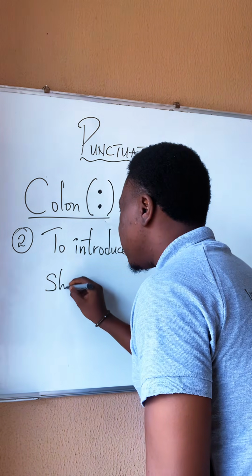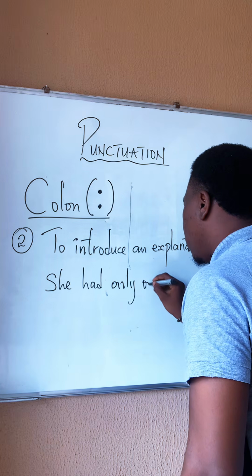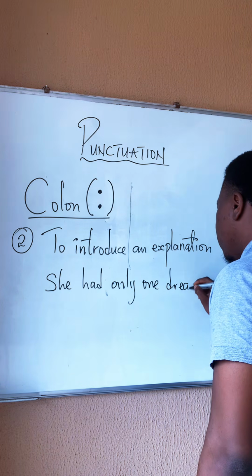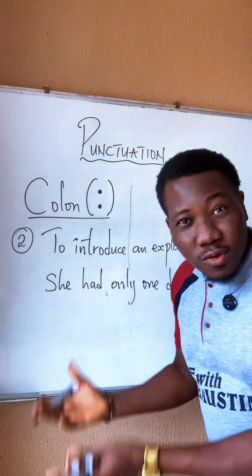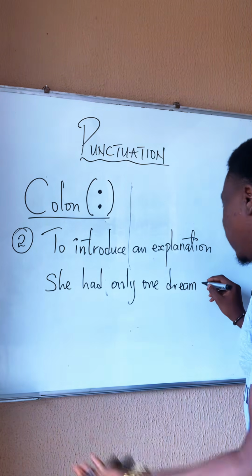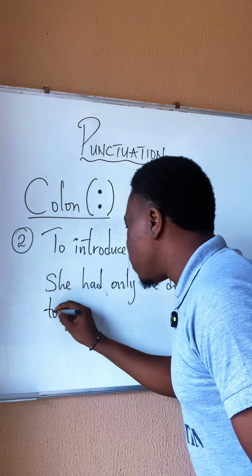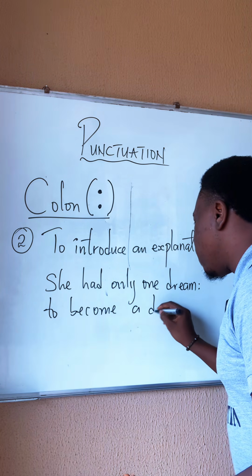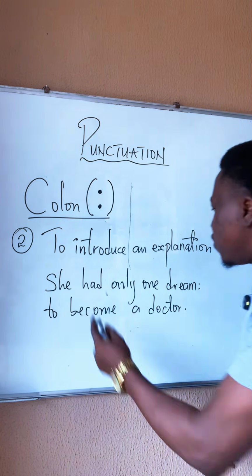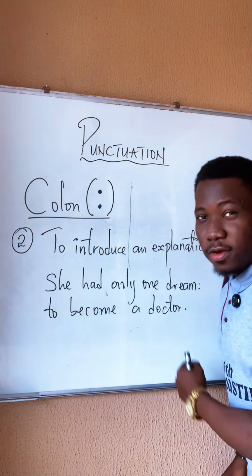She had only one dream. This is a statement. What is the dream? To clarify. What is the dream? To give an explanation. To become a doctor. She had only one dream: to become a doctor.